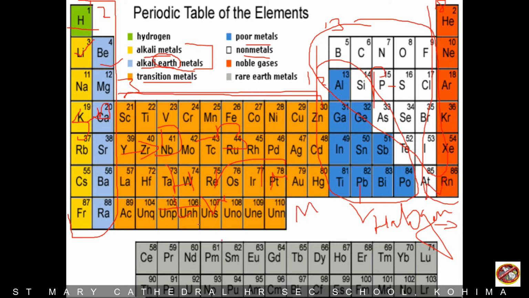You can see that we have lots of metals from left to right. Metals come here, and over here you have your non-metals, and in between you have your halogens, which have both the properties of metals and non-metals. Try to remember it that way.